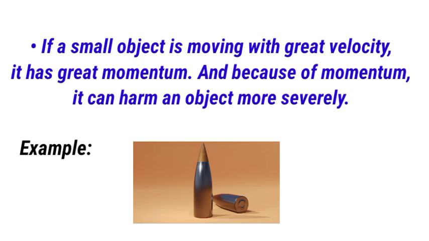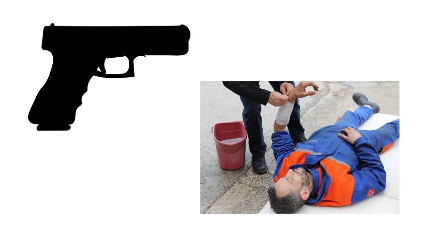Here the small object, you can imagine it as a bullet having a little mass, even kills a person when it is fired from a gun, only because of momentum, its great velocity. With great velocity, it has great momentum.